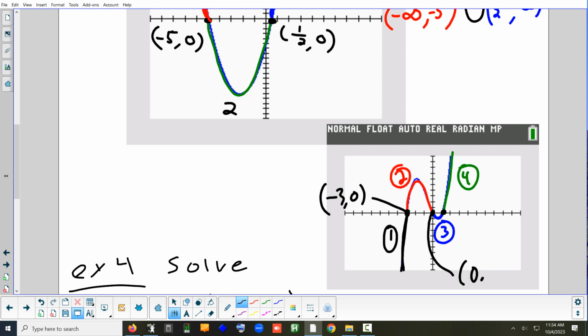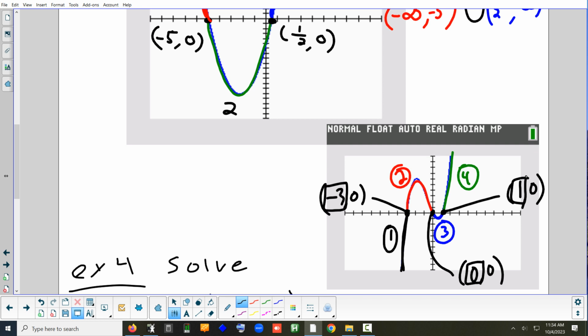This one is at the origin. And this one is that 1. Okay, so we got all the x values: -3, 0, and 1. Remember, this is what you're focusing on. Those are the important numbers.